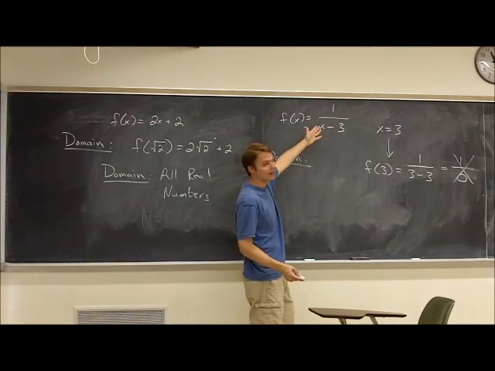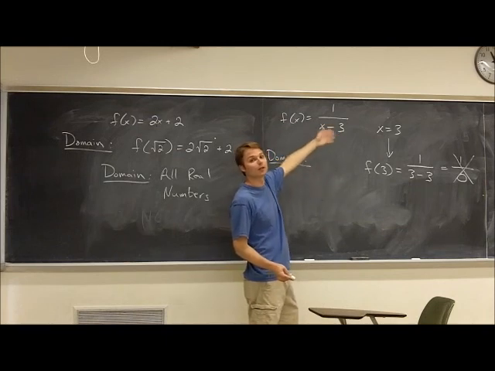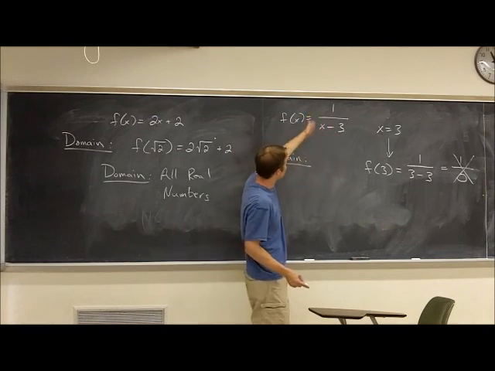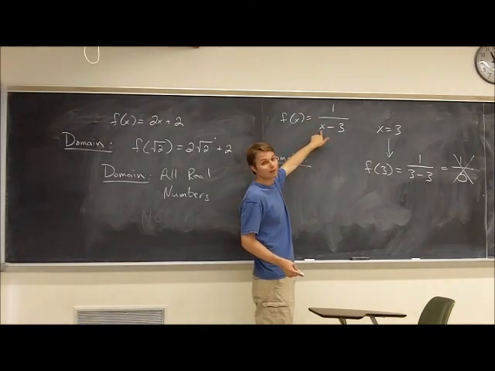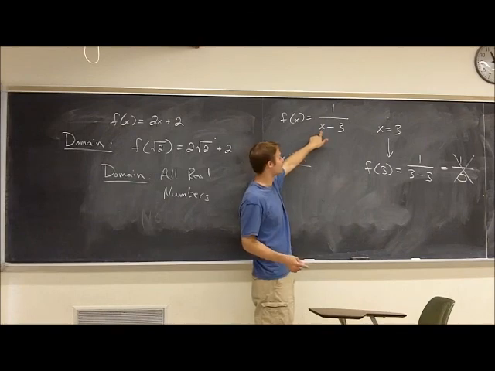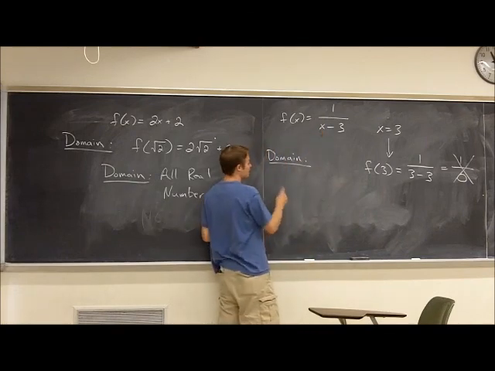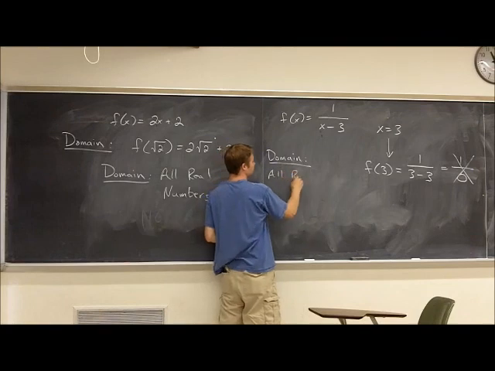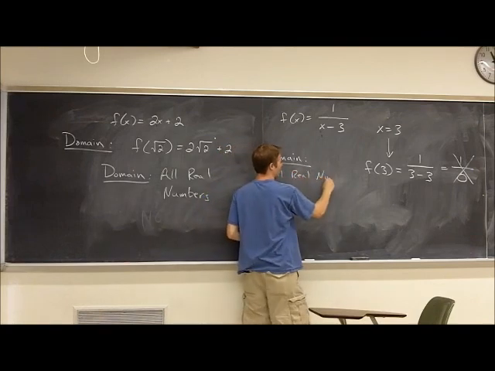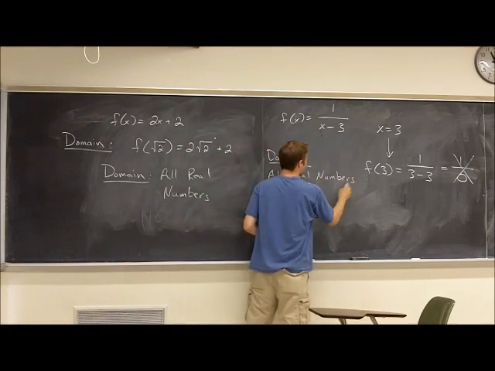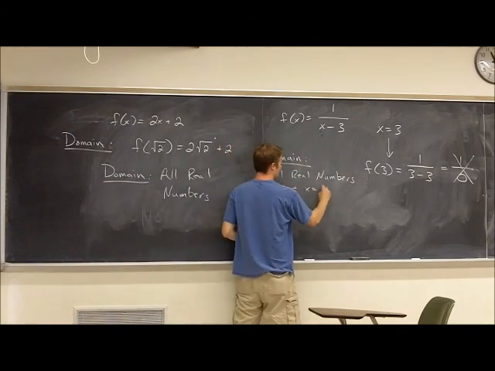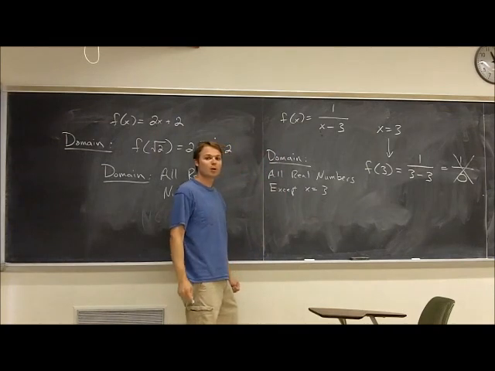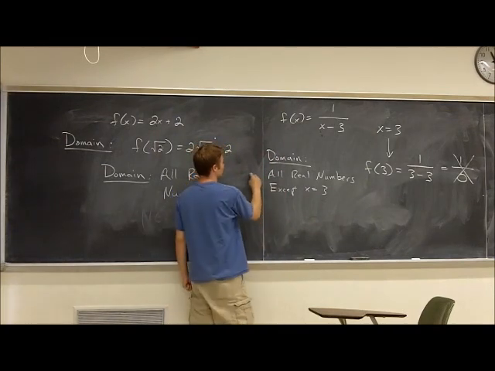In this case, the bad thing that could happen in this function is to divide by 0 because we have division. So in this kind of function, we're going to look for what x value makes this function divide by 0. Well, x equaling 3 makes the function not work. So for our domain, we'll just say it's all real numbers except x equals 3. So all the numbers work except for x equals 3.